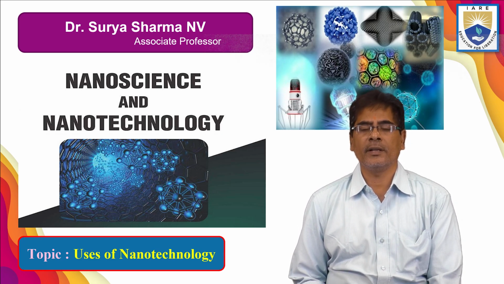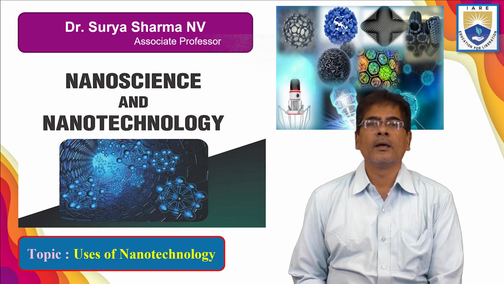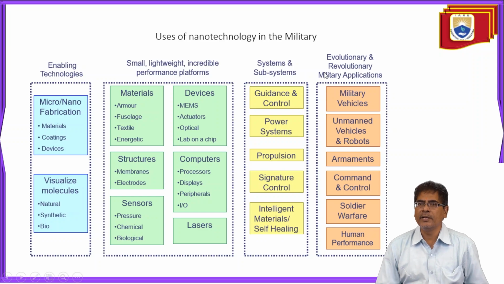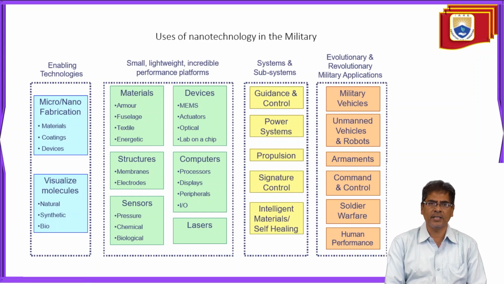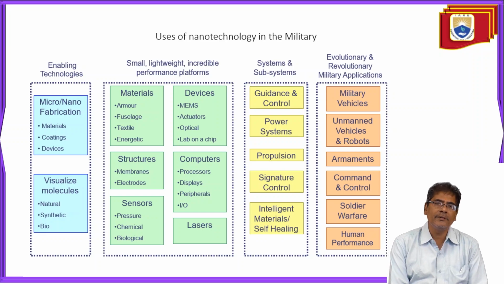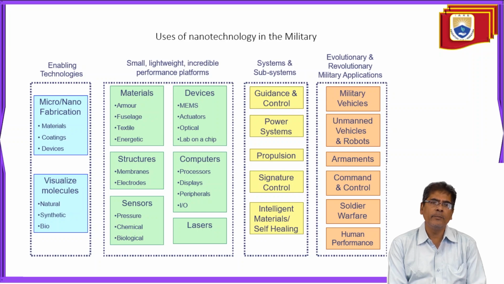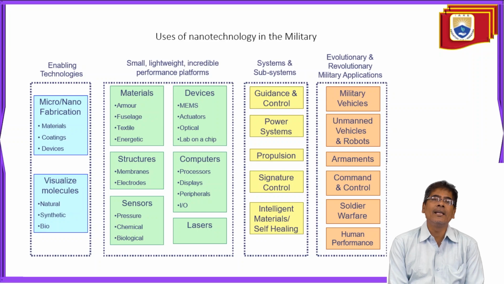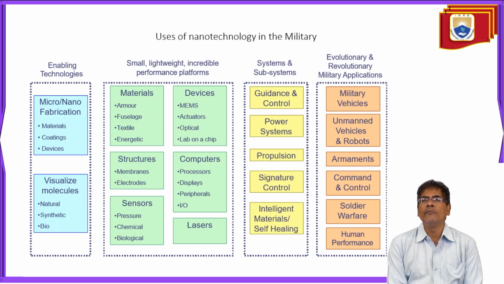What is the use of this nanotechnology? Right. So, uses of nanotechnology. As we have seen, they are used in military applications. You have seen in our previous lecture, uses of nanotechnology in the military. So, in military applications, the use of this technology will be to enable technologies: small, lightweight, incredible performance platforms, and we have systems and subsystems, and evolutionary and revolutionary military applications.